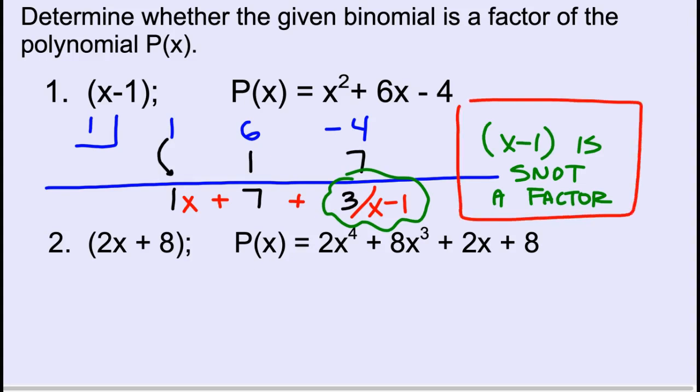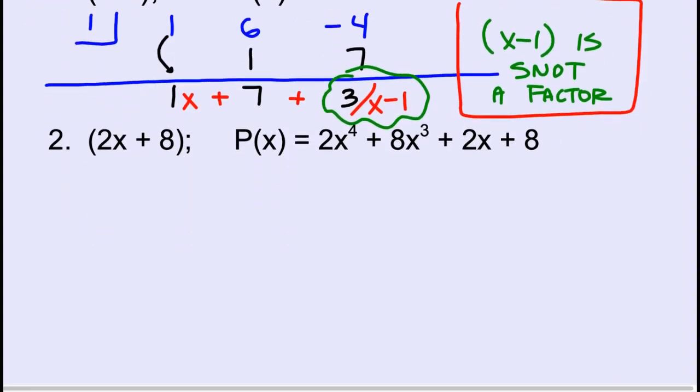Okay, so not a factor. It's not a factor. All right, this next one, same concept, but there's a little bit of a twist here. This is 2x plus 8. So what goes in the box is whatever makes that 0, which is -4.